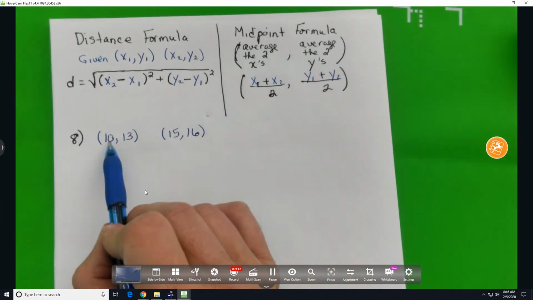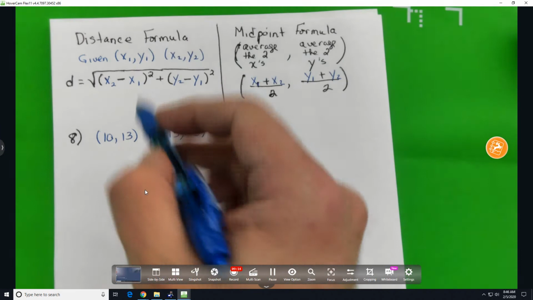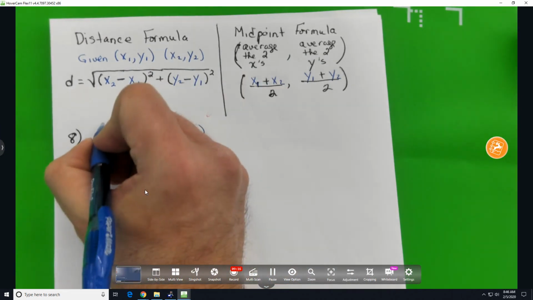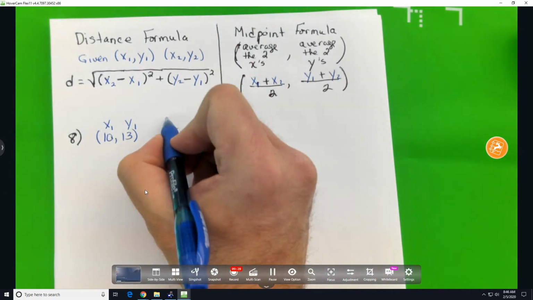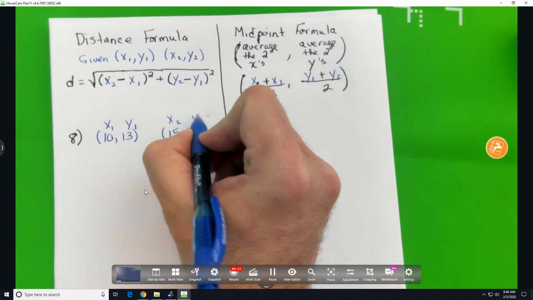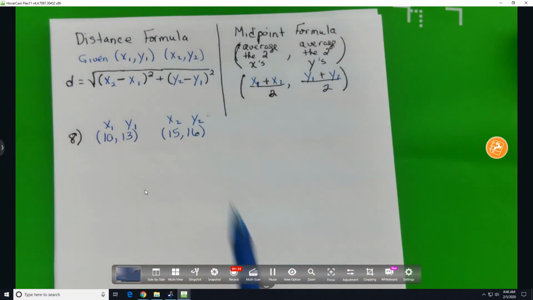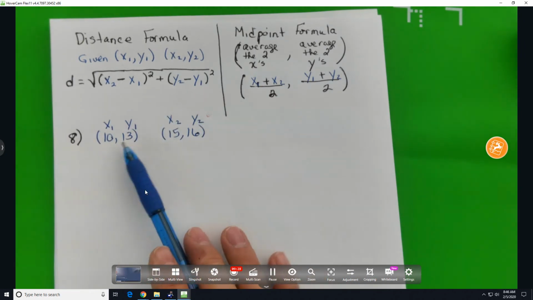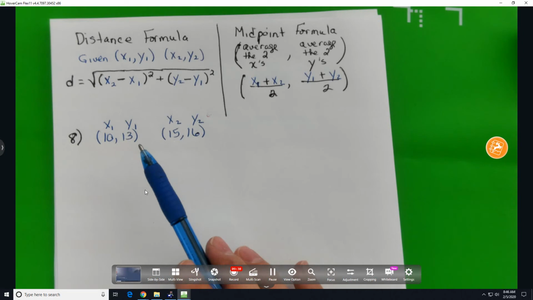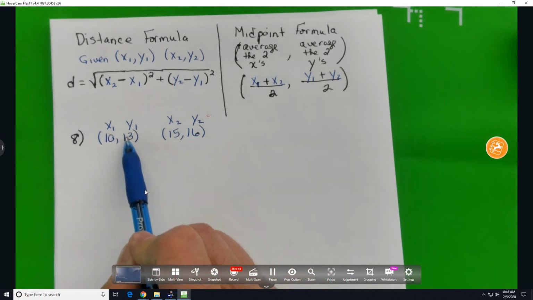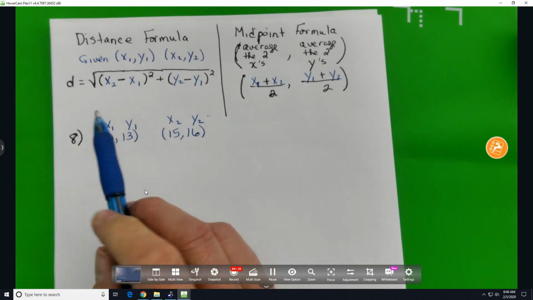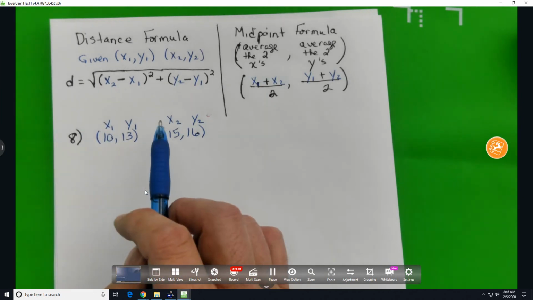Let's go ahead and give each one of these its variable name: first x, first y, second x, second y. That's what x1 and x2 mean. Be careful when you're labeling these ordered pairs. A common mistake students make is they'll go x1, x2. No, no, no. Ordered pairs are always x, y.